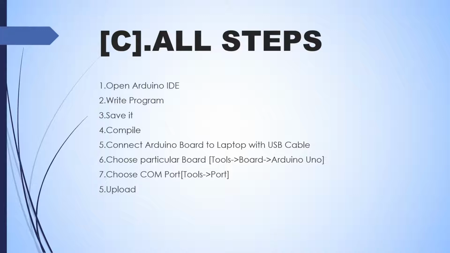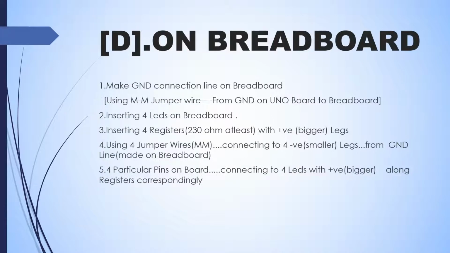Okay, fine. Watching the next slide. First, on the breadboard, as I discussed in the previous demo 1 lecture, you first make the ground connection line on the breadboard using a male-to-male jumper wire from the ground of the Uno board to the breadboard. Then you have to insert 4 LEDs on the breadboard, and again insert 4 resistors. Each resistor should be 230 ohm at least. I discussed this in the previous lecture.